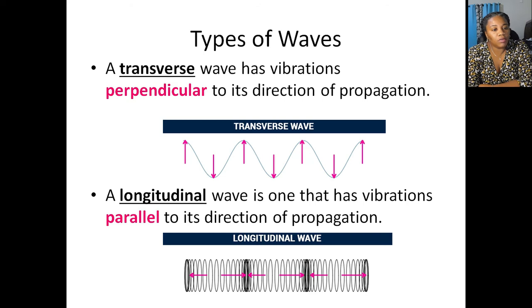A transverse wave has vibrations which are perpendicular to its direction of propagation. Okay? And a longitudinal wave is one which has vibrations parallel to its direction of propagation, as you can see by the arrows in both pictures. Right? So in this one the wave is going up and down, and in this one it is going from side to side.